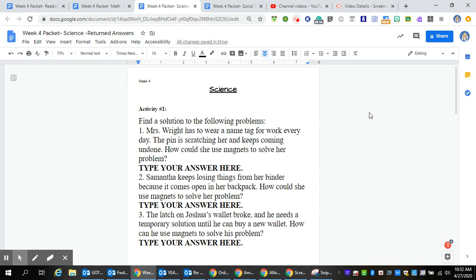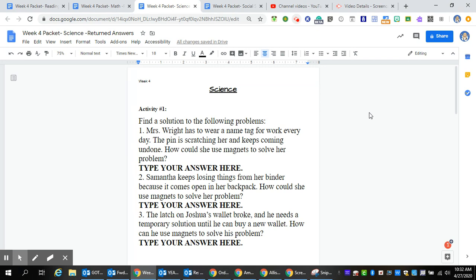Number 2, Samantha keeps losing things from her binder because it comes open in her backpack. How could she use magnets to solve her problem? And number 3, the latch on Joshua's wallet broke and he needs a temporary solution until he can buy a new wallet. How can he use magnets to solve his problem?